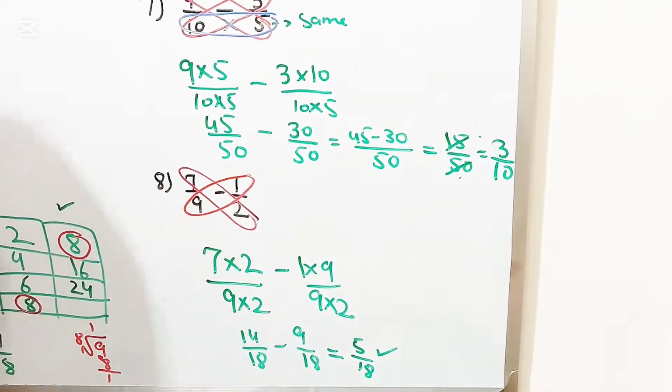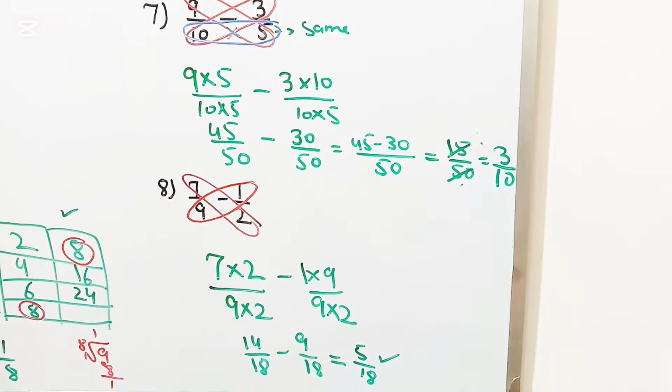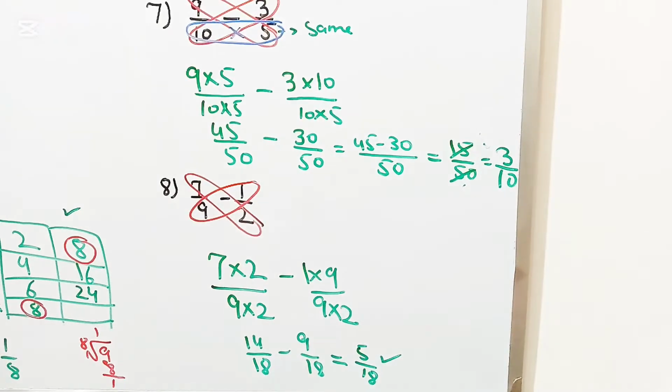It's my final answer. We cannot convert it into a mixed number because the numerator is less than the denominator. So my final answer is 5 over 18.